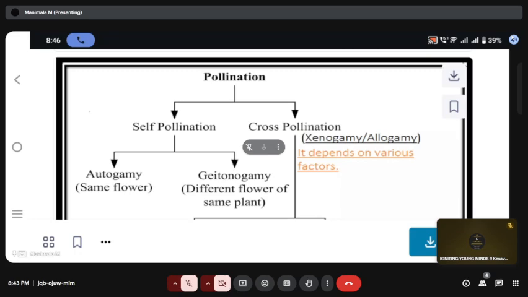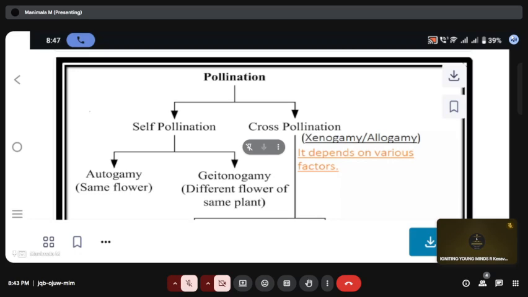And what are the disadvantages? Immunity of the plant decreases. Then no new characters, no variations. It cannot survive in different environmental conditions. Okay? So the next one.